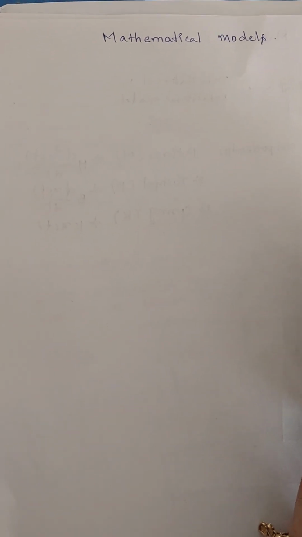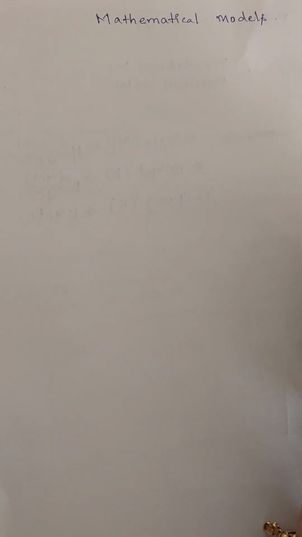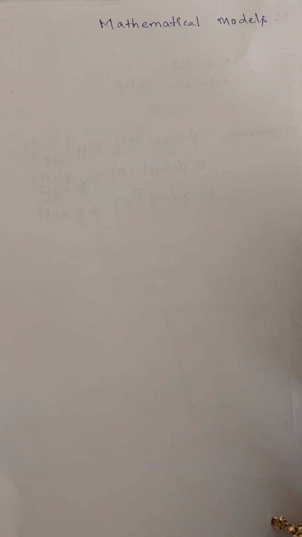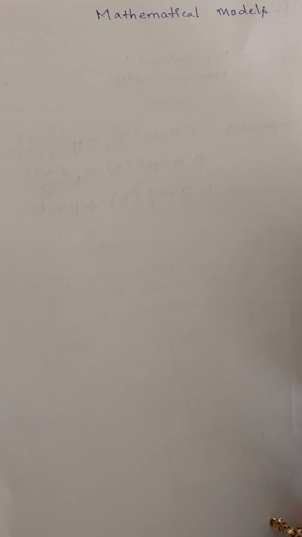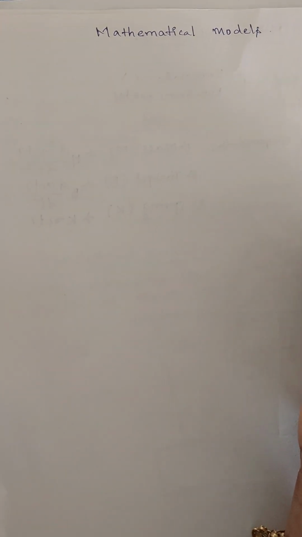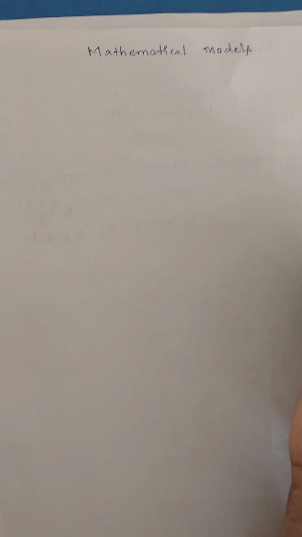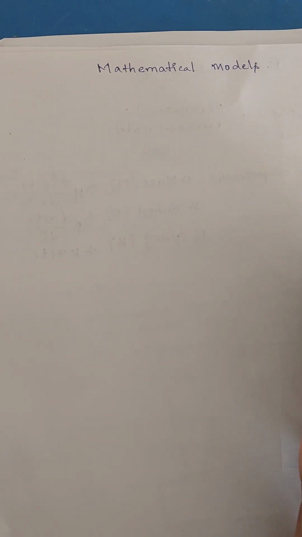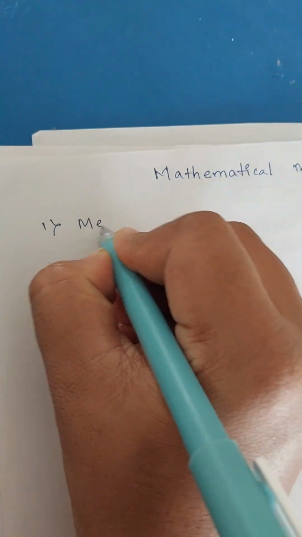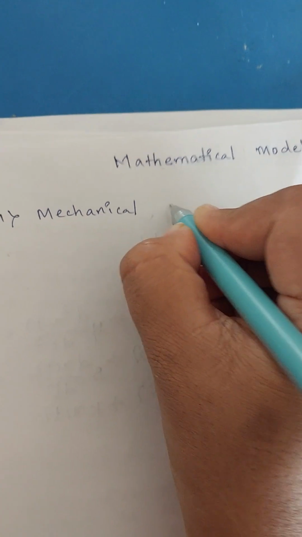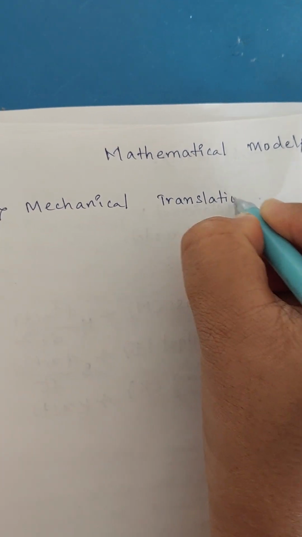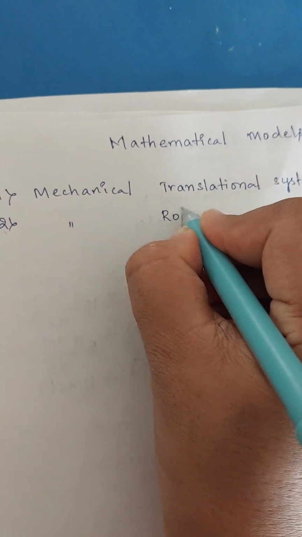When we talk about mathematical models, we can write them for different types of systems: mechanical systems, electrical systems, pneumatic systems, thermal systems, stochastic systems, and so on. Coming to mechanical systems especially, we can write the mathematical models by considering two types of models. The first one is the mechanical translational system, and the second one is the mechanical rotational system.